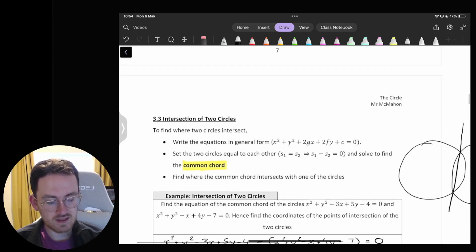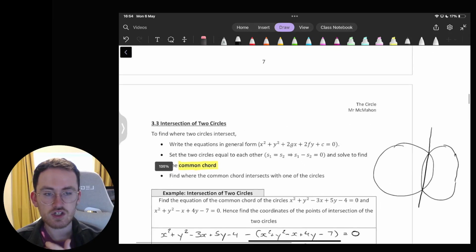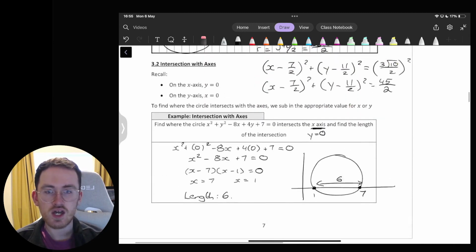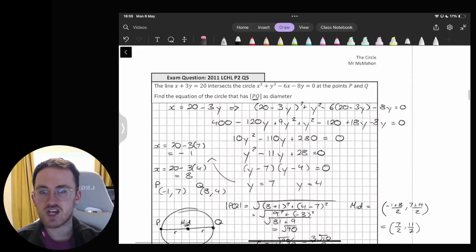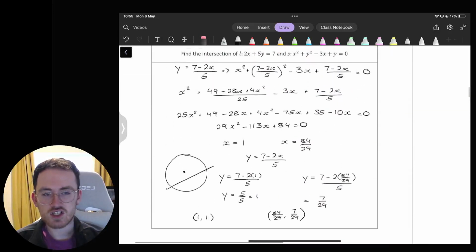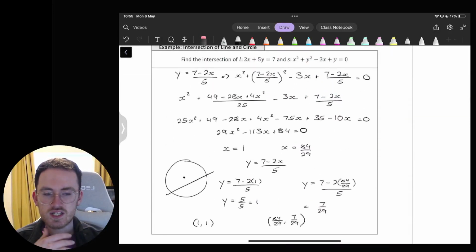So that's the main thing, that idea of the common chord, making sure you can go through the motions of getting the common chord for two circles and then using that to find the overall point of intersection. That gives you good practice of just generally finding your points of intersection anyway, and of looking at those tangents as well, maybe before we look at those exam questions.